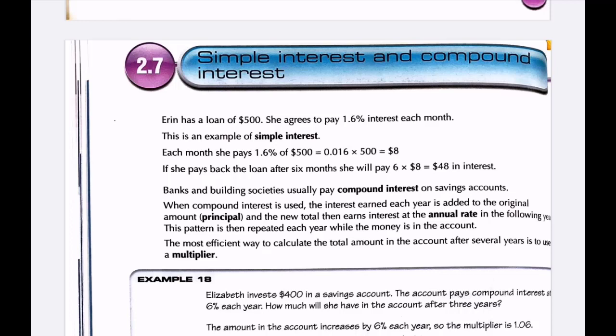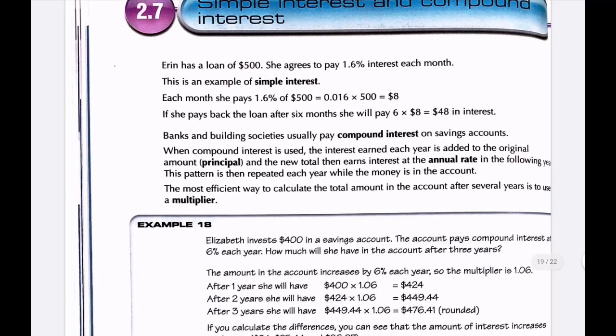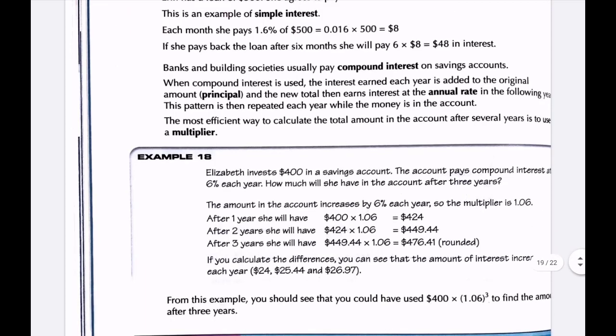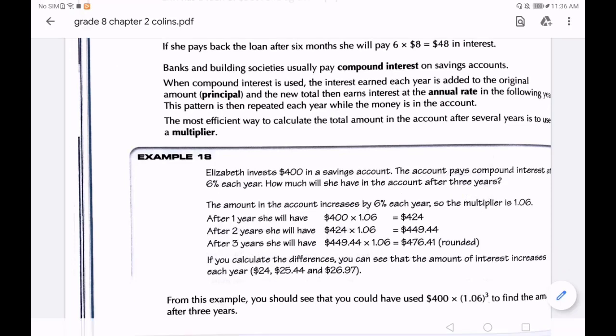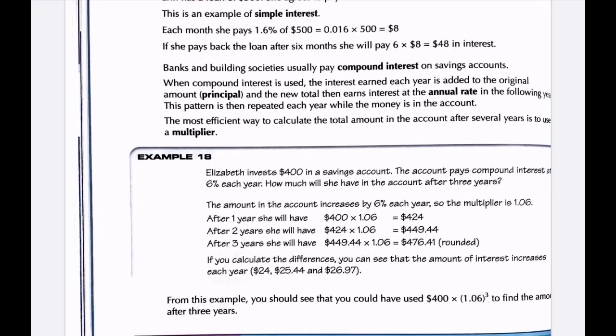Banks and building societies usually pay compound interest on savings accounts. When compound interest is used, the interest earned each year is added to the original amount, and the original amount is called the principal. The new total then earns interest at the annual rate in the following years. This pattern is repeated each year while the money is in the account. This is the important point: while the money is in the account. If you draw the money from the account, this sequence will be cut off. The most efficient way to calculate the total amount in the account after several years is to use a multiplier.